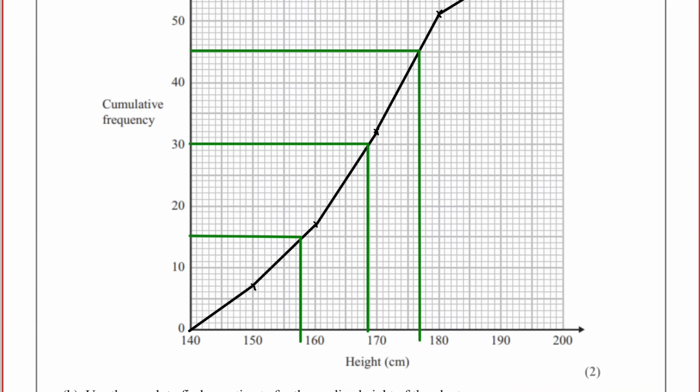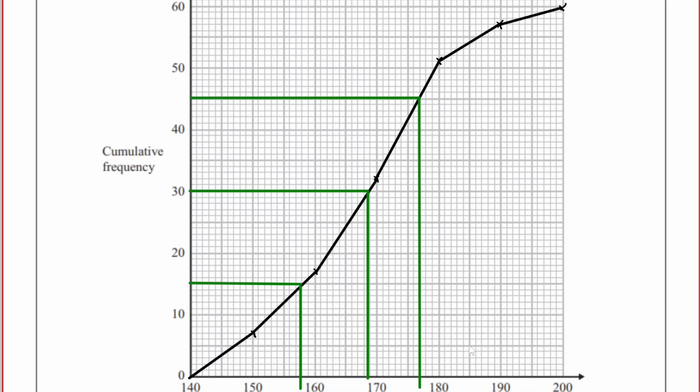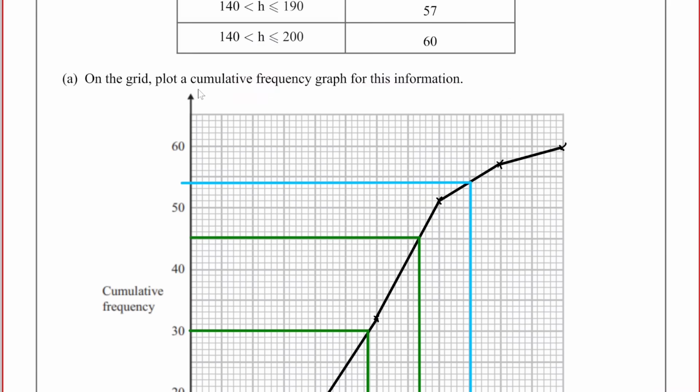If we were asked how many plants have a height greater than 185 centimeters, we'll go to 185 centimeters up to the line and then read off the number of plants. So up to 185 centimeters, there are 54, or greater than 185 centimeters, there's that gap there. So 54 to 60 is 6 plants. So we could be asked any of these sorts of questions on a cumulative frequency graph.